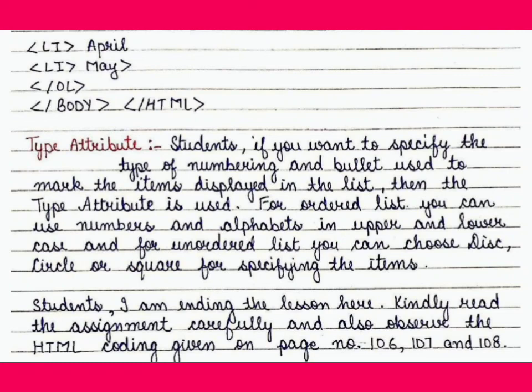Next is the type attribute. Students, if you want to specify the type of numbering and bullet used to mark the items displayed in the list, then the type attribute is used. For an ordered list, you can use numbers and alphabets in upper and lower case. And for an unordered list, you can choose disk, circle or square for specifying the items.